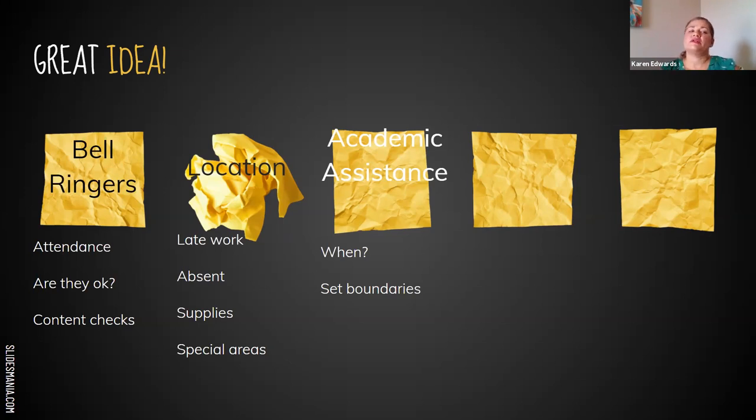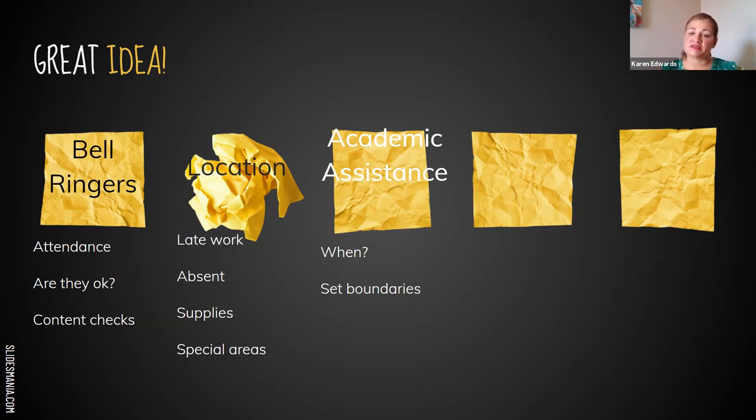The other thing that's great to have a routine for, and it saves you a lot of time in explaining things, is the locations of things. Where can they find a place to put their late work? All of my students know your work is turned in on Google Classroom. If you have late assignments, turn them in there. If it's an actual handwritten or poster board project, there's an area in my room that is for late work. Put it there. You don't need to hand it to me personally.